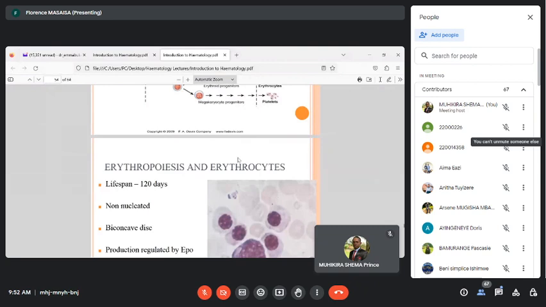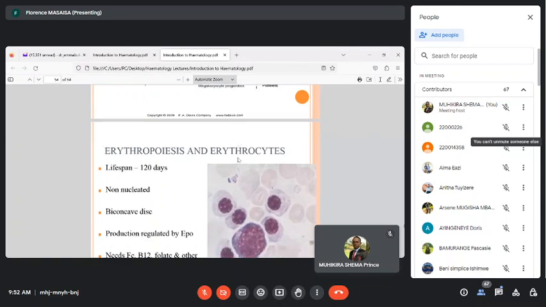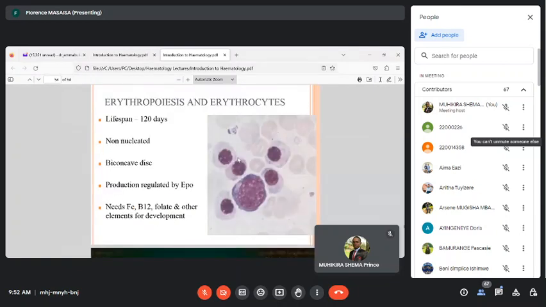Let's go to erythropoiesis, which is the production of the red cells. We come back to that because most hematological diseases are based on anemia, which occupies most of the patient conditions. So we'll insist more on red cell production.